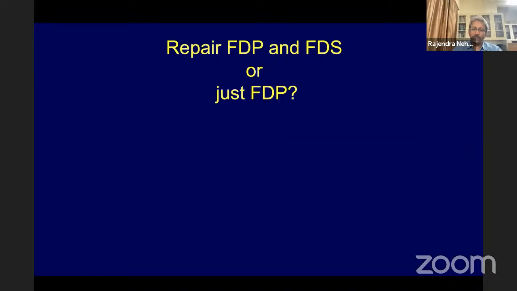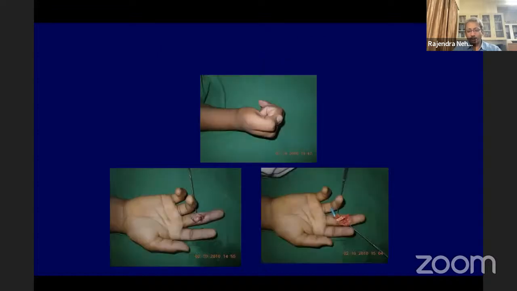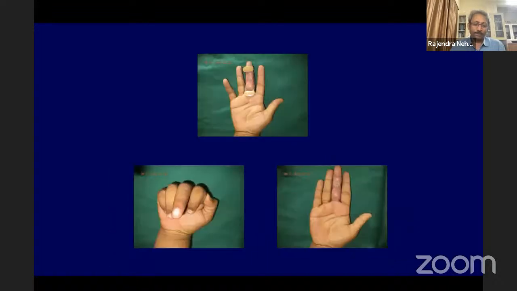So do we repair FDS and FDP both or just FDP? The advocated approach at present is to repair FDS and FDP both, but somehow I tend to repair only FDP in many of these patients because, one, they don't primarily come to me. Sometimes they come after 4 days, 5 days, or maybe after 15 days, or even if they come primarily, there is some contusion in the area, and in a contused sheath, I have experienced that it will always get adhered and will not have a good result. And so we try to repair only FDP.